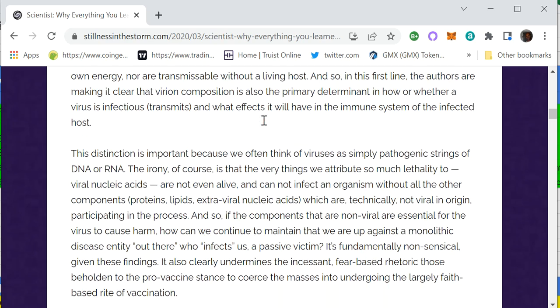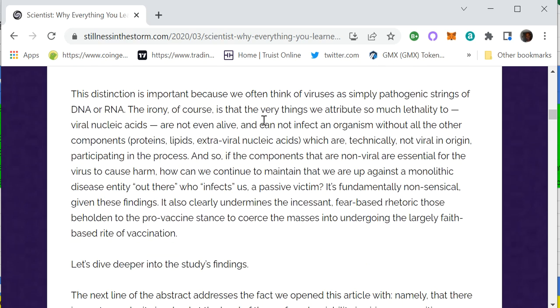I mean, he gets on, and some cool things that he puts together is, he goes, if the components that are non-viral are essential for a virus to cause harm, how can we continue to maintain that we are up against a monolithic disease entity out there who infects us, the passive victim? It's fundamentally nonsensical. It clearly undermines the fear-based rhetoric beholden to the pro-vaccine stance.